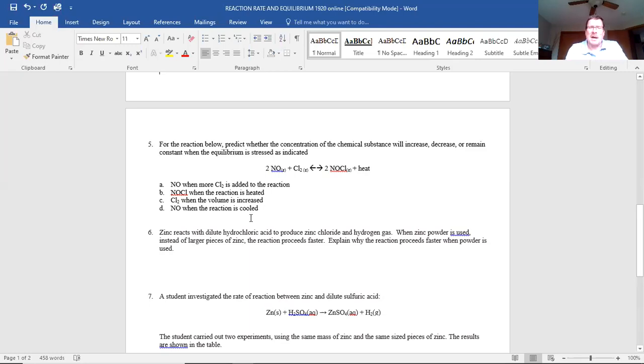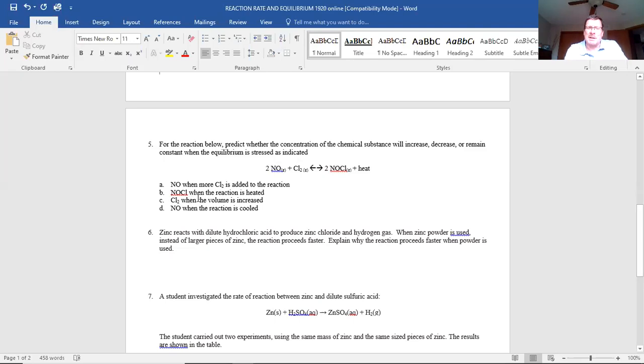Okay. Now, here's my nitrogen monoxide on the left. If I start piling on some chlorine, then I'm overloading the left side, so the equilibrium is going to shift to the right side. If the equilibrium shifts to the product side, then everything on this side is going to go down in concentration. So A is a decrease because you're going to lose nitrogen monoxide as the equilibrium shifts to the right.